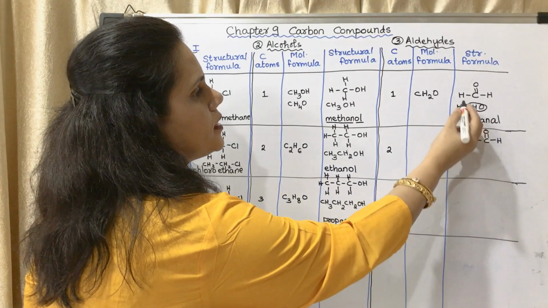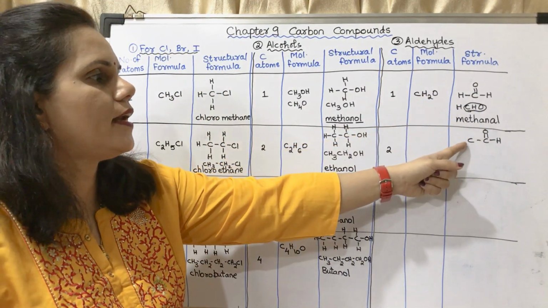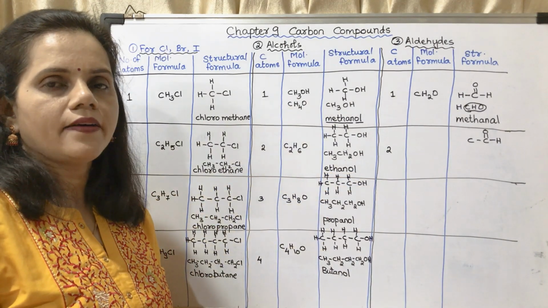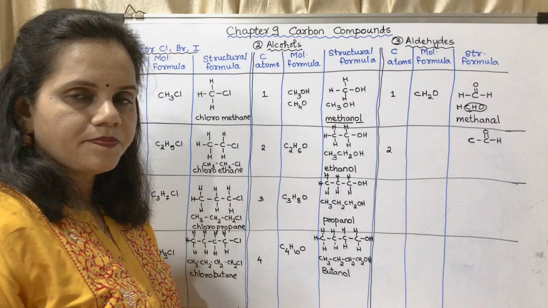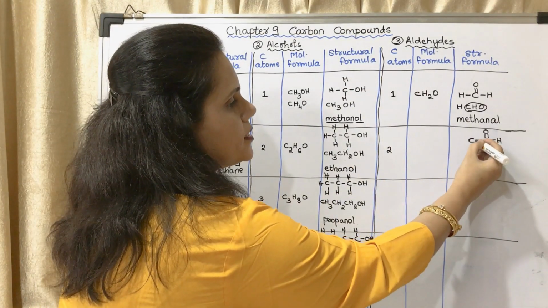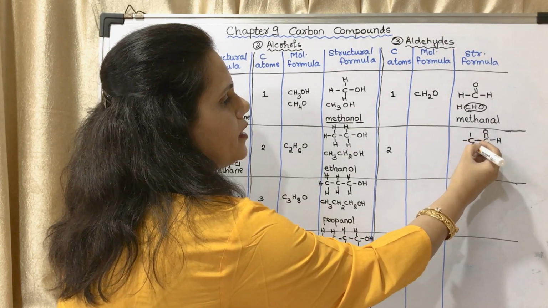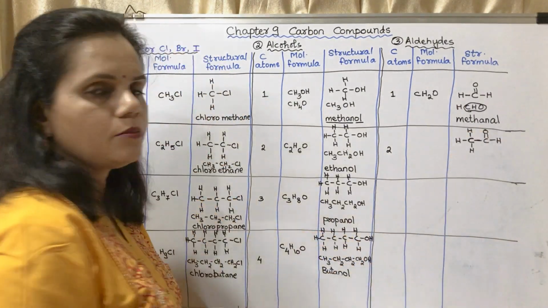The other is with the one left. Here one was left, I wrote H there. Here I have written C because it is having two carbon atoms. If I write C here, that C again has four lines. One is here, the other three are left. The other three are left with hydrogen atoms each.